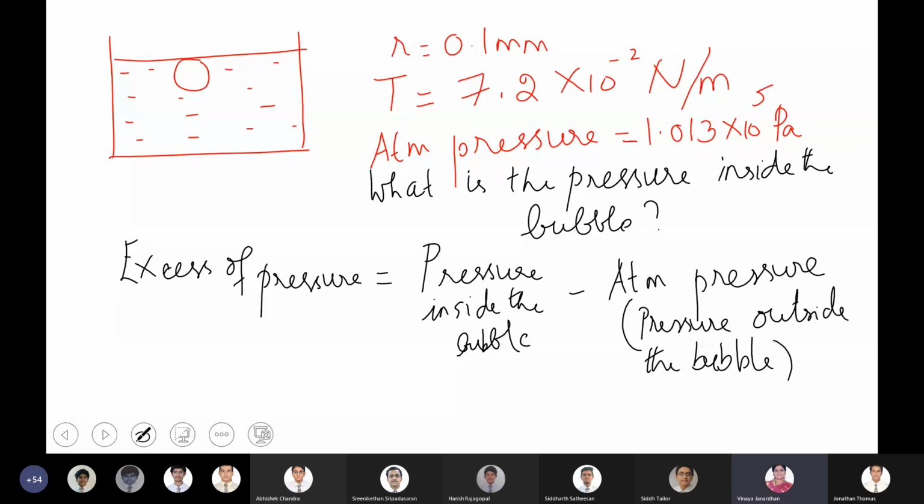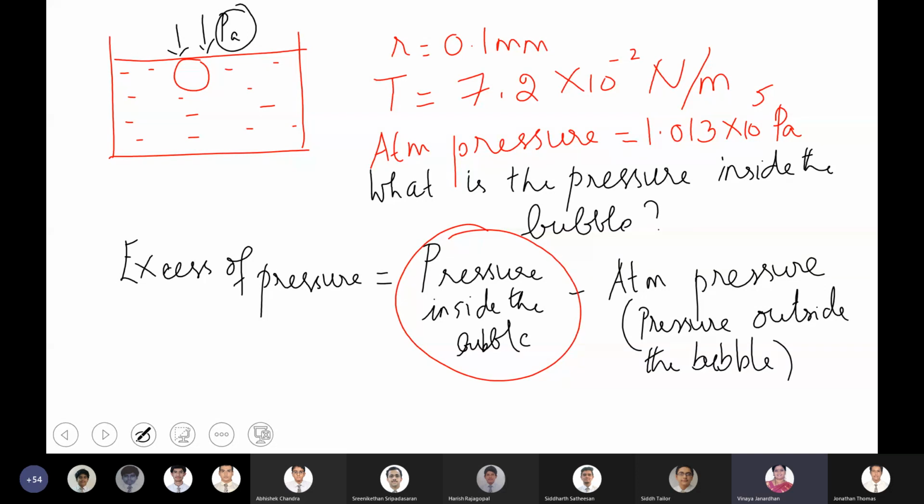It's only when you solve your numerical that you'll understand the concepts better. See, the air bubble is somewhere just below the surface of the liquid, so the external pressure will be the atmospheric pressure. So your excess of pressure will be pressure inside the bubble minus the pressure outside, which is the atmospheric pressure. Now the question is, what is the pressure inside the bubble? Will you be able to calculate right now?